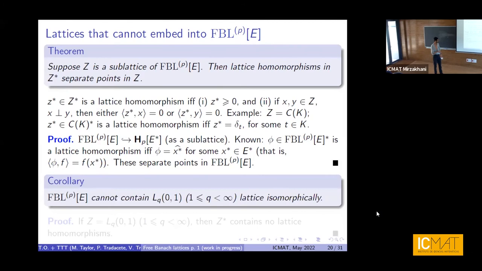So as a corollary, we can see that the free Banach lattice on E, no matter what E is, cannot contain a lattice isomorphic copy of L_q, because of course the dual to L_q will not contain any lattice homomorphism. This is for instance by the Riesz–Fischer theorem about the dual of L_q.